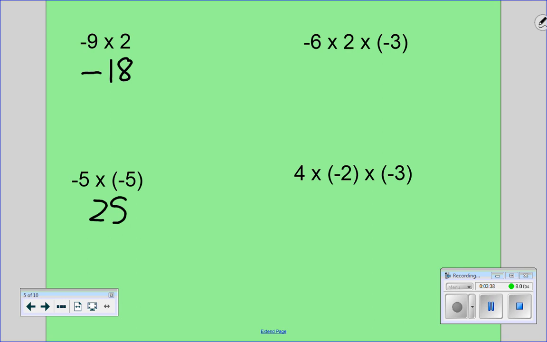Now it gets to ones over here like this. I don't care what you do. If you have a strategy you want to use, fine. If you want to go from left to right, fine. But the hardest thing is making sure you have the right sign. I like to go from left to right in this case. So negative 6 times negative 2 is 12, times negative 3, I get negative 36. If you get a sign wrong in the beginning, your sign is going to be wrong in the end. So make sure you take time and think about what sign it should be.